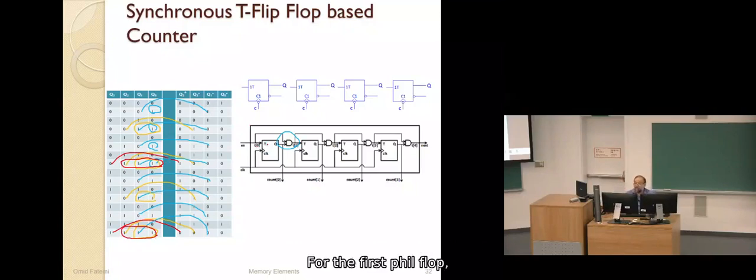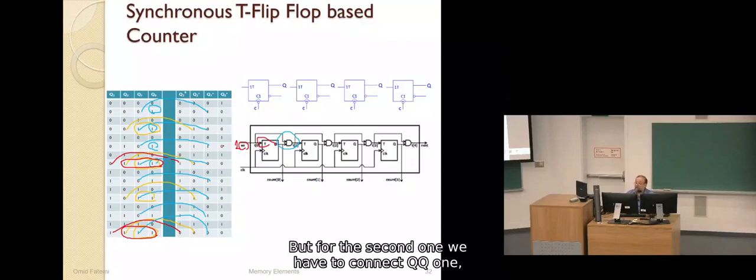So for the first flip-flop, we just connect 1 to it, or better, we can connect enable to it. If enable is 1, it means that this counter counts. If enable is 0, then the T flip-flop doesn't do anything, nothing is counting. So we connect enable to the first one.